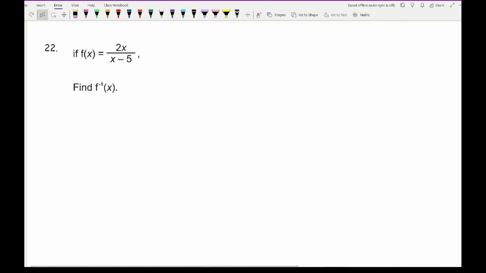Moving on to question 22. We've got another inverse function question, but this one's going to be a little bit more complicated and a lot higher level, simply because we've got a double x and a fraction. But again, the method is going to be exactly the same. So we make it equal to y, and then what we want to do is make x the subject.